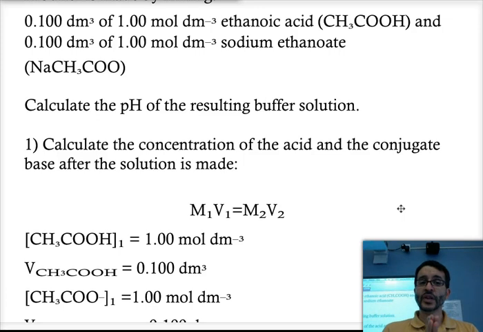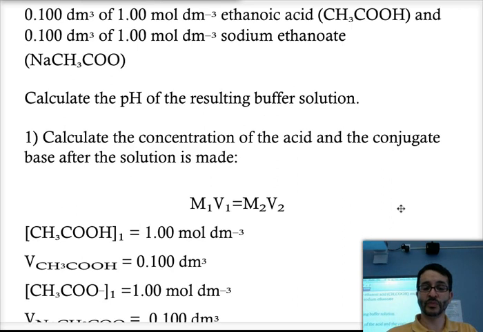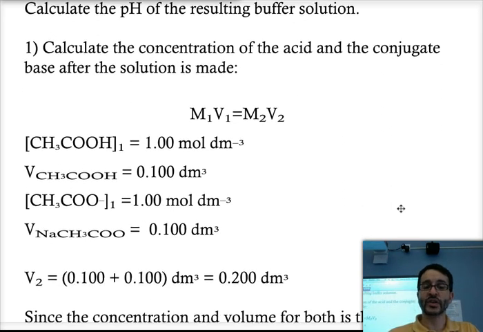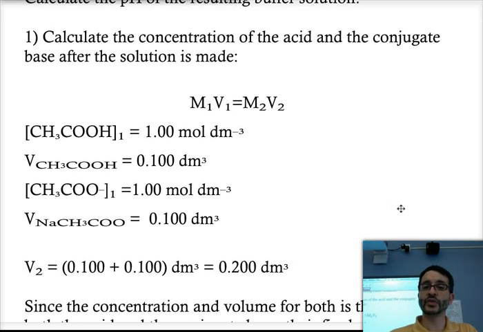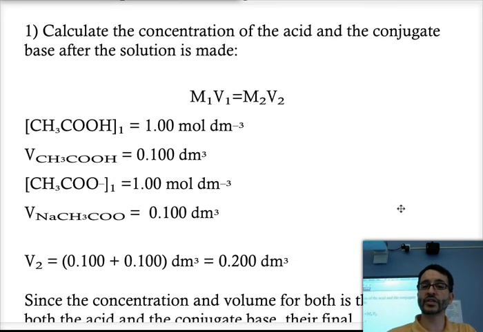Because we had 100 milliliters of one solution and 100 milliliters of the other solution, it's obvious that the concentrations are going to be halved, because the total volume is going to go from 100 milliliters, or 0.1 decimeters cubed, to 0.2 decimeters cubed. So the very first thing that we need to do is calculate the concentration of the acid and the conjugate base after mixing the solutions.